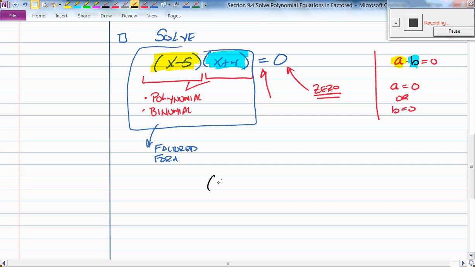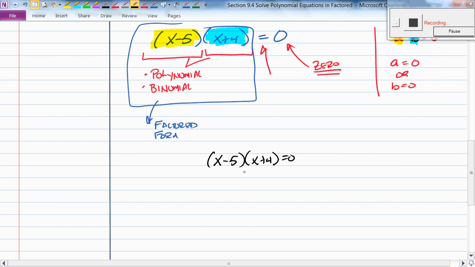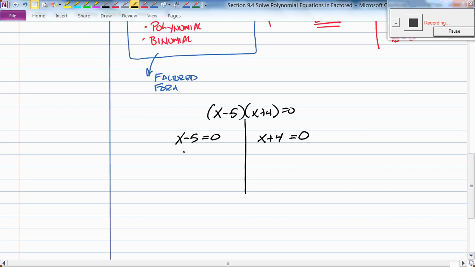So I'm going to write this down again. X minus 5 times x plus 4 equals 0, and here's how I do it. I draw a line right down the middle, right where they are being multiplied together. Now because it equals 0, I know that either x minus 5 is going to equal 0 or x plus 4 is going to equal 0. Those are the two things that could possibly happen. After all, if I multiply these two together and they equal 0, one of these two things has to be true. So all I'm going to do is solve for both.